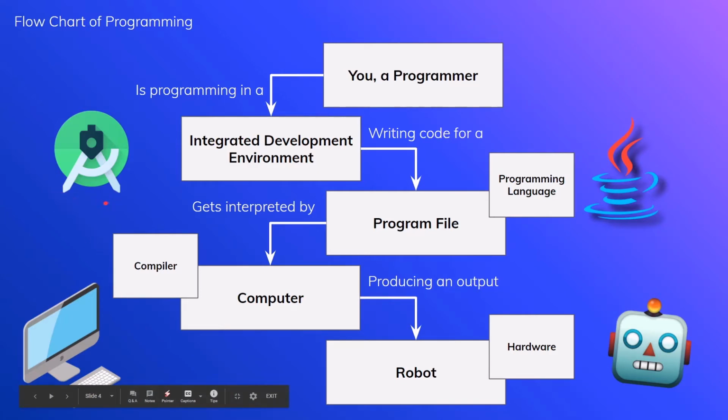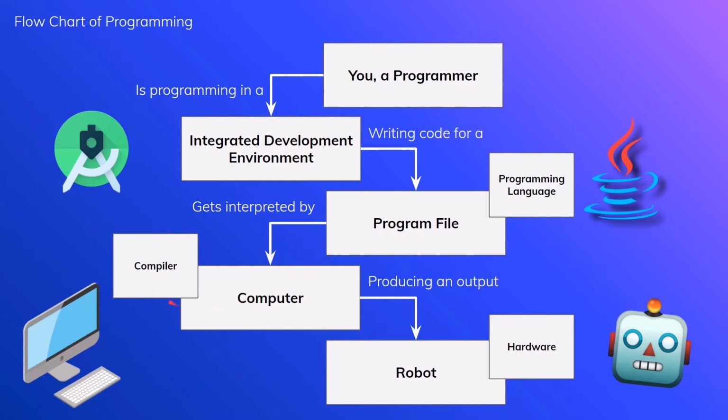In this IDE, you are going to be writing code for a program file. Like I said earlier, a program is just a set of instructions that the computer will read and do exactly what you tell it to do. You'll write it in a specific programming language, which we'll get to in the next slide. That little icon is the icon for Java, which is a programming language that we use in robotics as well.